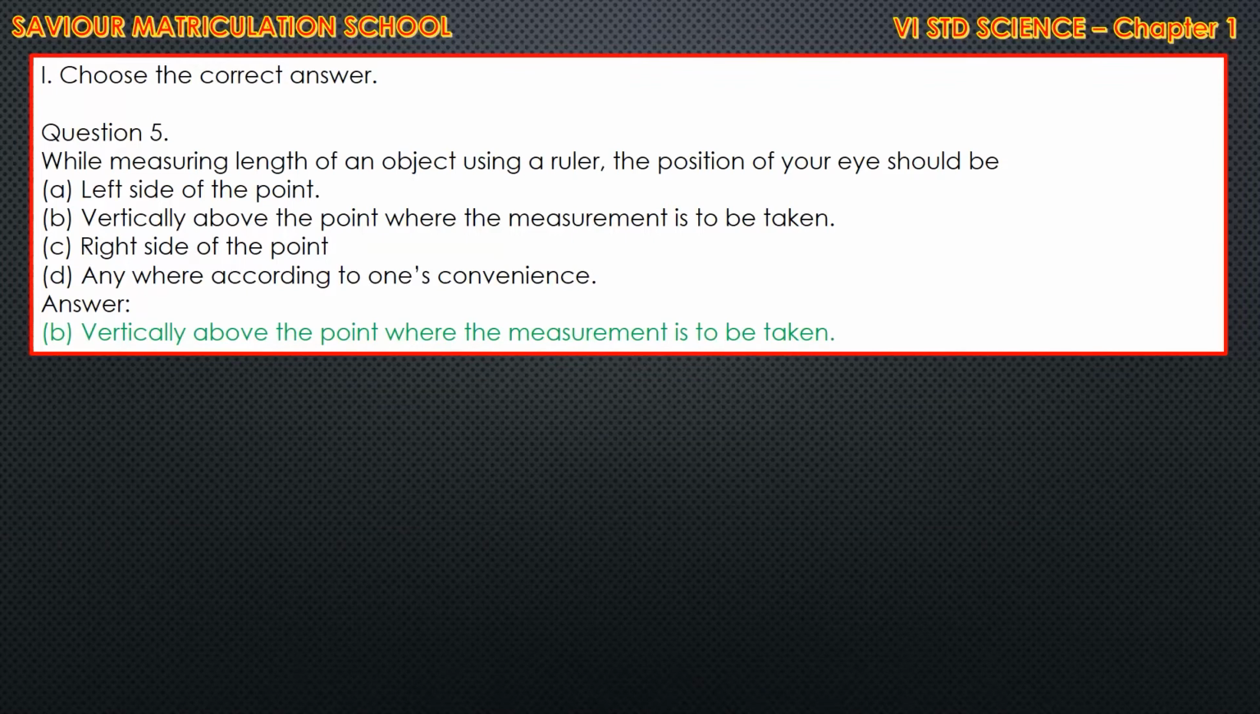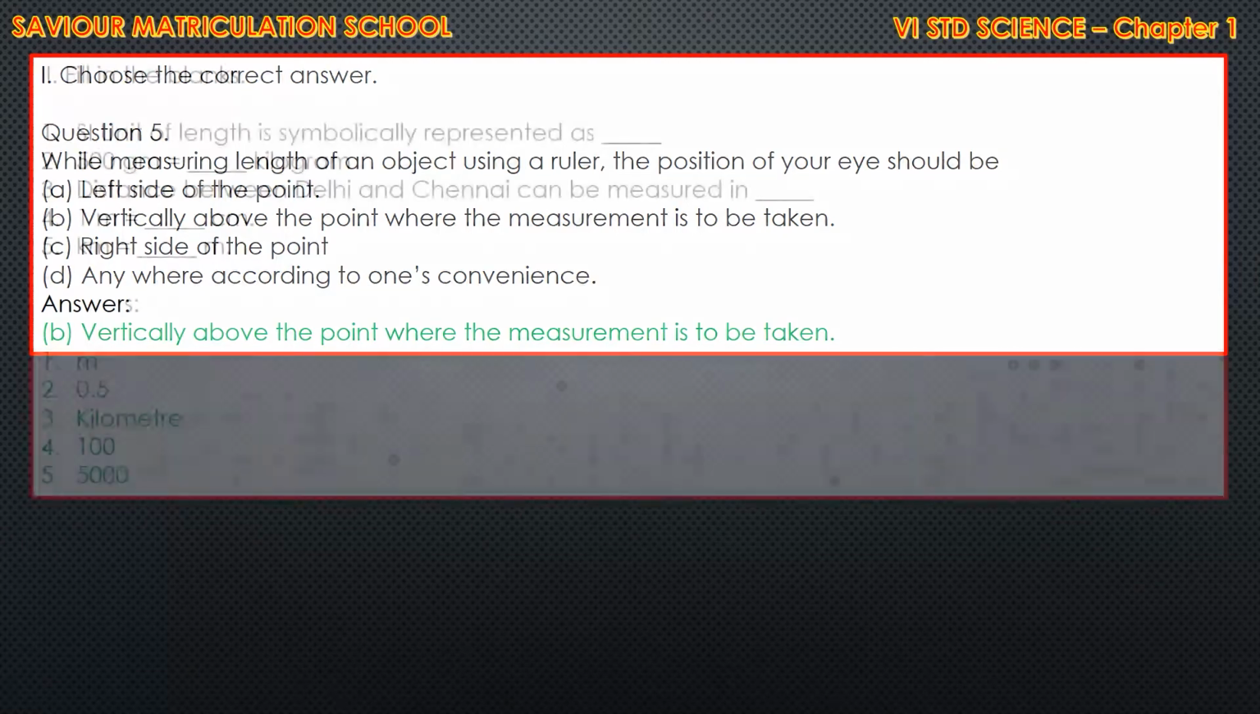Question 5, while measuring length of an object using a ruler, the position of your eye should be. 4 options: A left side of the point, B vertically above the point where the measurement is to be taken, C right side of the point, D anywhere according to one's convenience. And the answer is B vertically above the point where the measurement is to be taken.